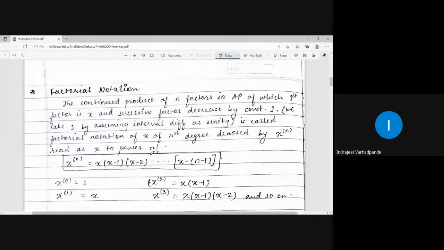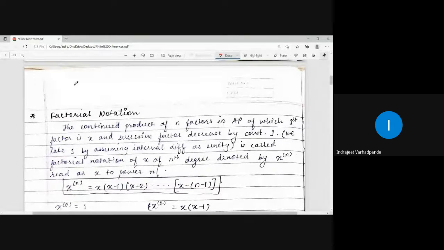The next notation we are going to learn about is the factorial notation. The word factorial is very familiar to you all. Suppose I have to calculate the value of 5 factorial. How is it to be calculated? It is nothing but the product of the numbers in decreasing order, right? So how do I calculate 5 factorial? 5 into 4 into 3 into 2 into 1.